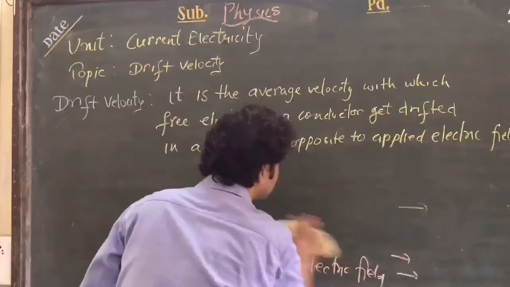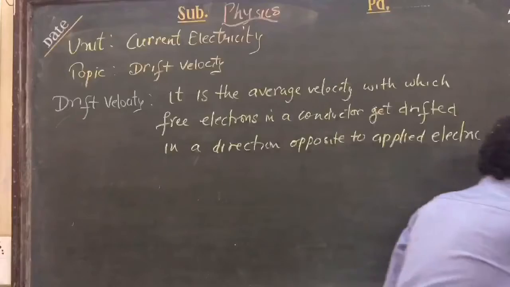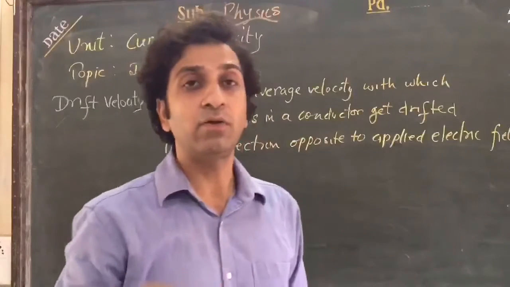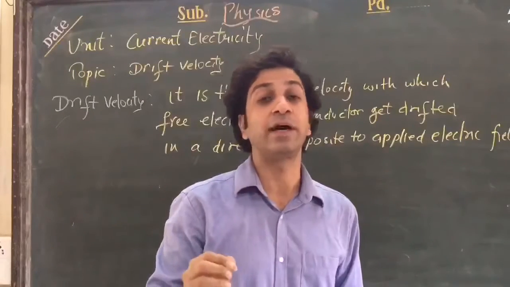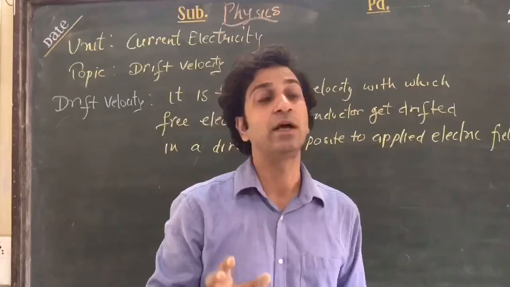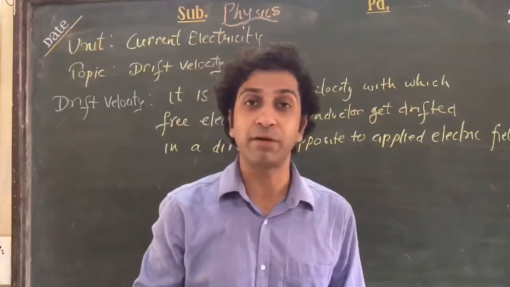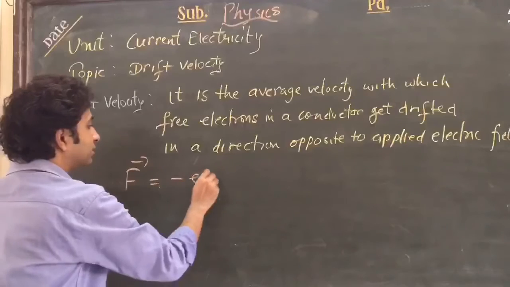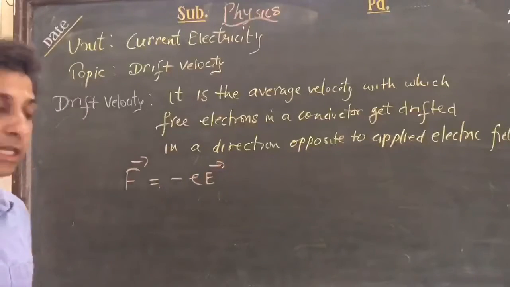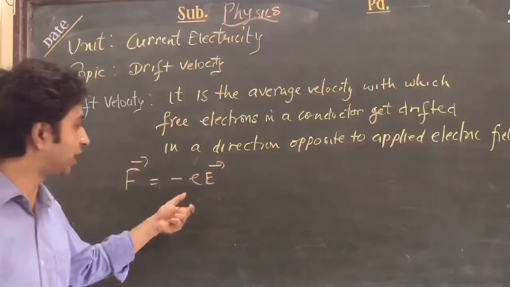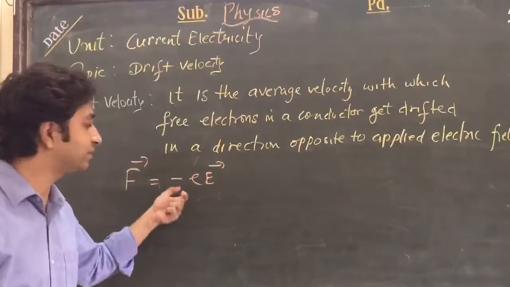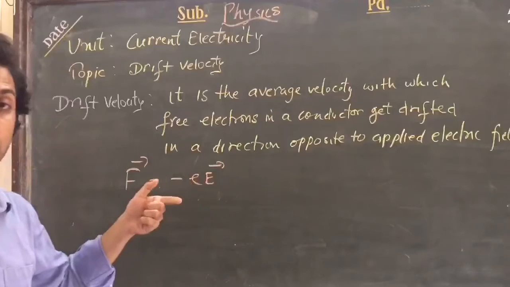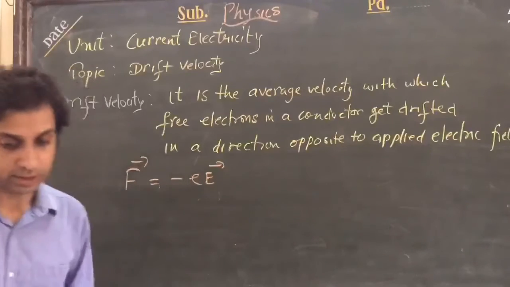So now we need to derive the expression for the drift velocity. Already I said, whenever you apply the electric field, electrons start moving in a direction opposite to the electric field. That is, a force is exerted on the n electrons. In general, the force exerted is given as F equals minus eE, where small e is the charge and capital E is the electric field, and the negative sign indicates that the acceleration of the electrons is in the direction opposite to the electric field.